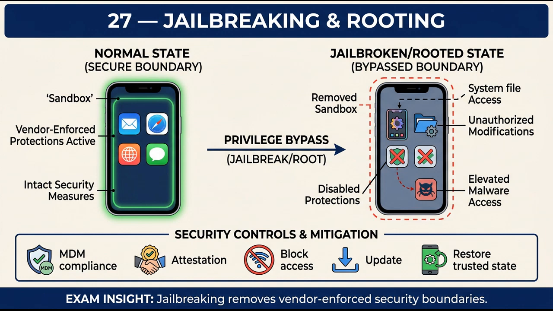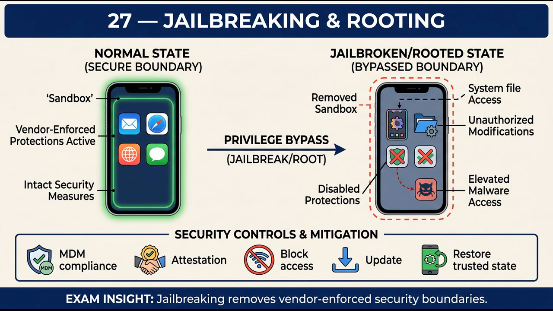Enterprise controls include mobile device management, device attestation, compliance checks, conditional access, application restrictions, and blocking compromised devices from sensitive resources. Restore the device to a trusted, vendor-supported state when possible. On the exam, distinguish jailbreaking from sideloading. Sideloading installs an app outside the approved store. Jailbreaking changes the platform's security boundaries and privilege model.